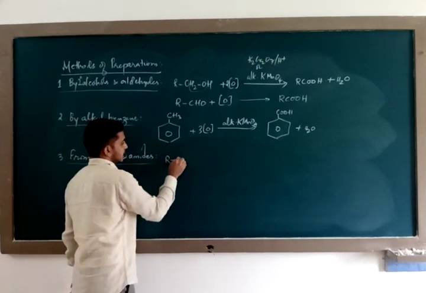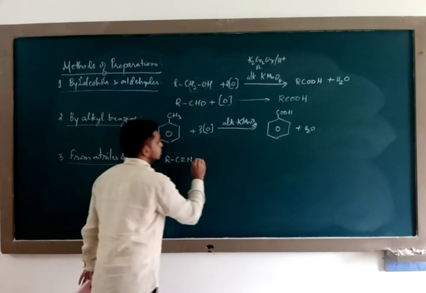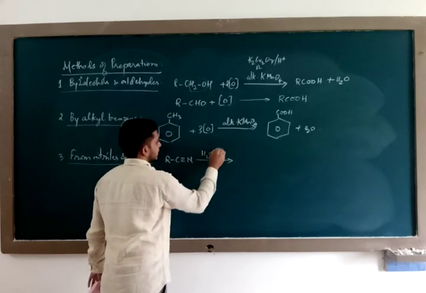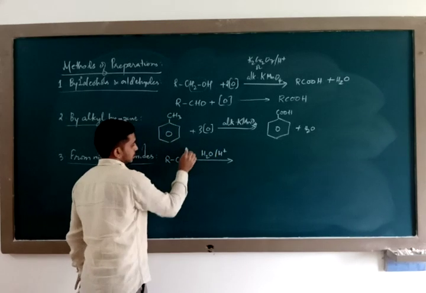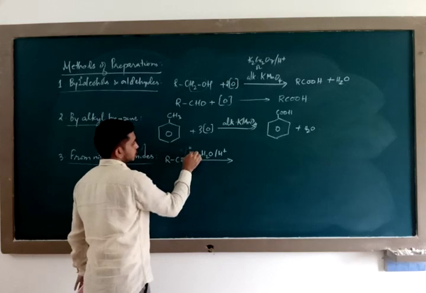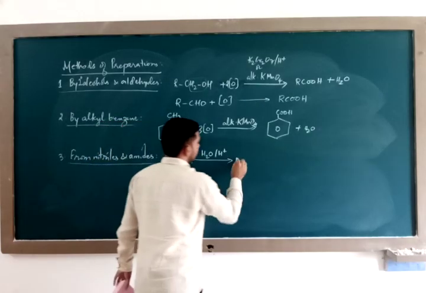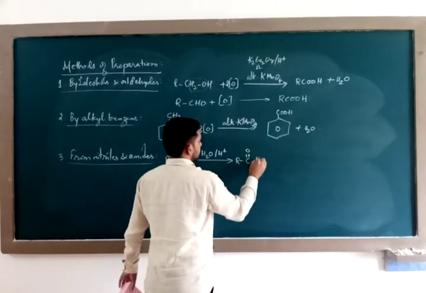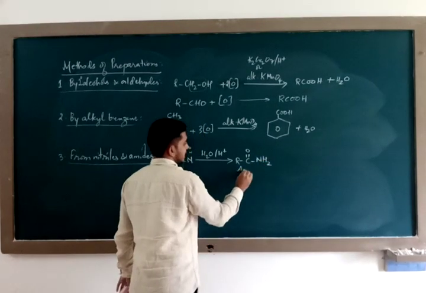Nitrile formula is RCN. You hydrolyze this in the presence of an acid. Add here O, here 2H, H2O. Then you will have RCONH2. You will get an amide.